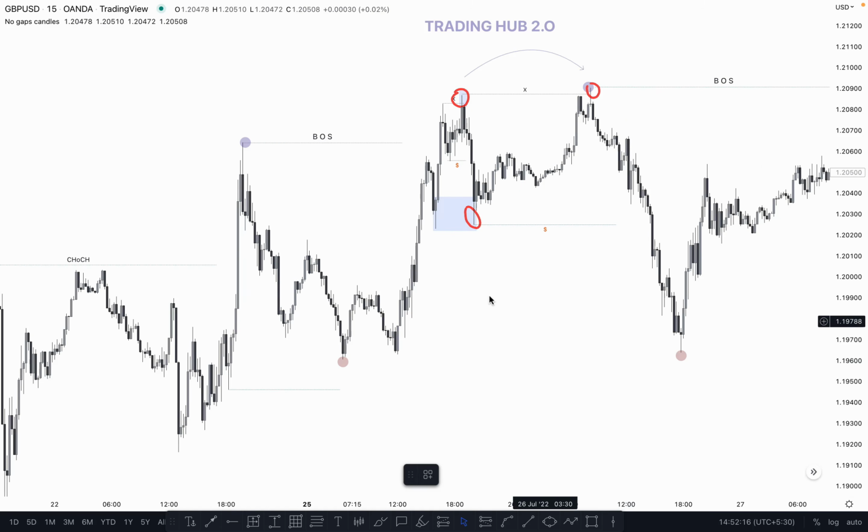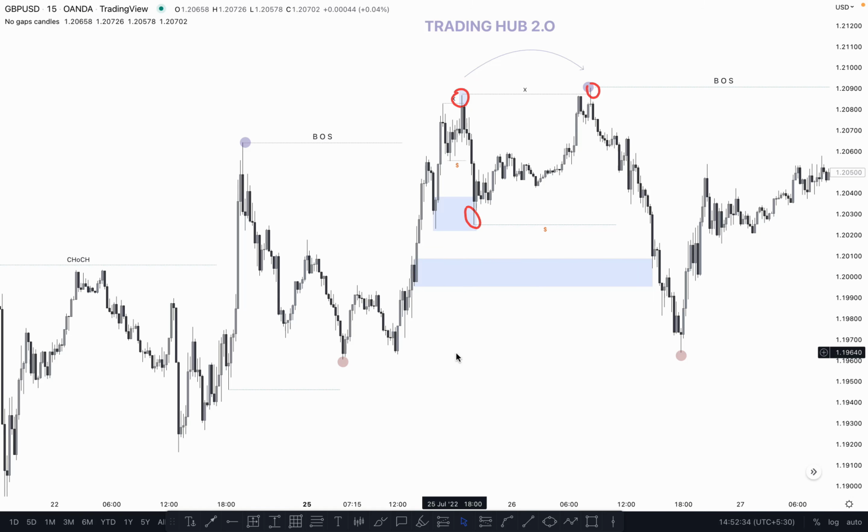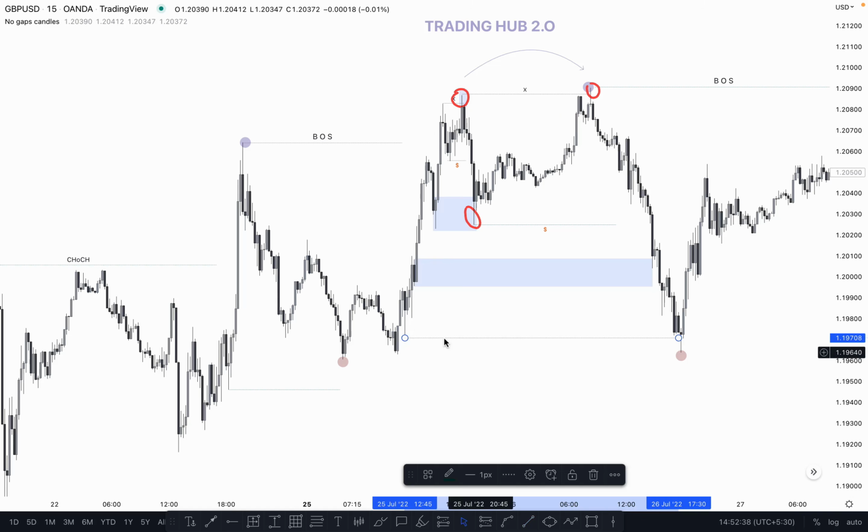You can see below it there is another order block here, but actually this is not a high probability order block, because this order block didn't sweep any liquidity. That's why I did not consider this one. And the next one is the extreme, which is here. So if the market takes out the extreme, we can again buy.